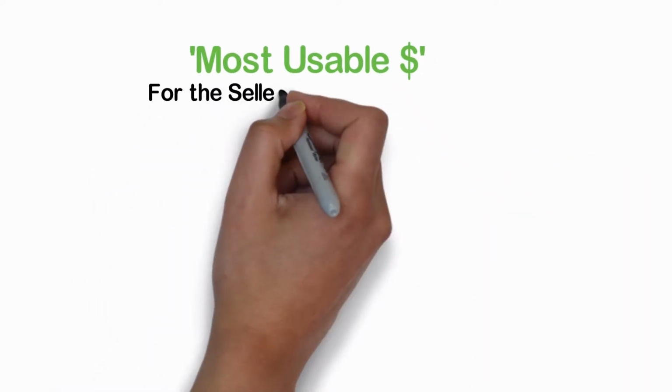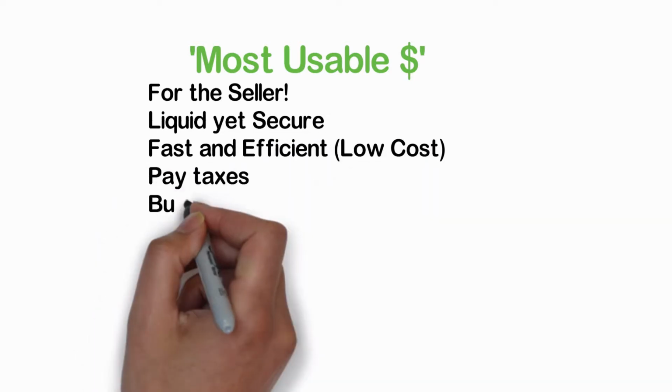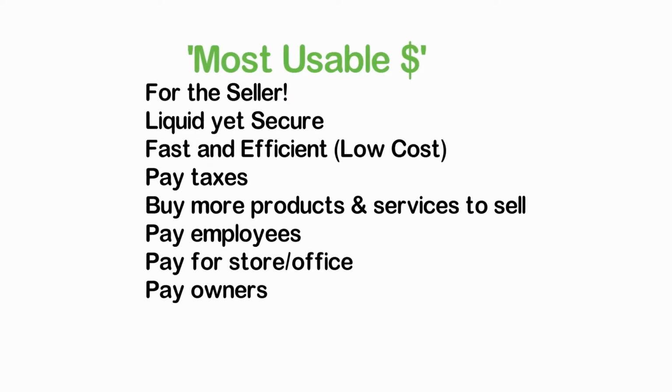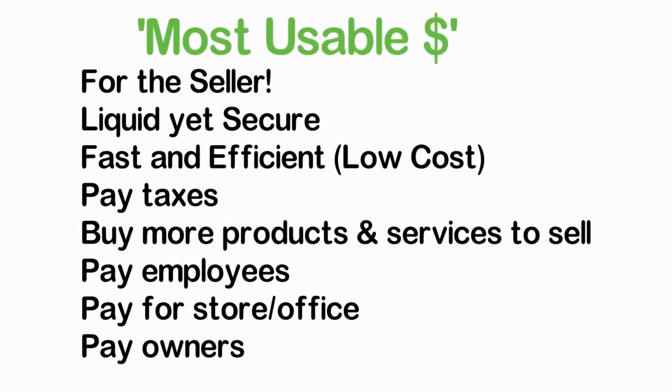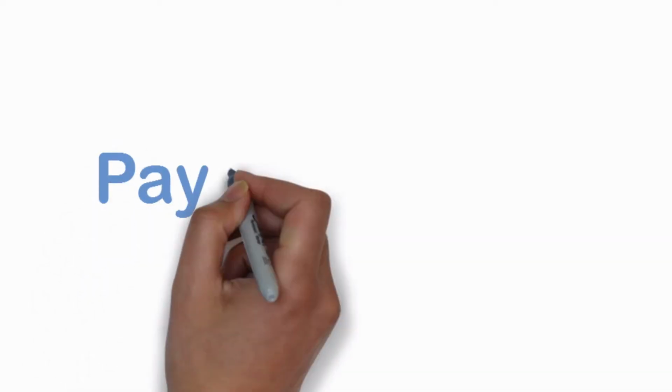Well, it needs to be liquid but secure. It needs to be fast and efficient, low cost. And they need the money to pay taxes, to buy more products and services to sell, to pay their employees, to pay for their store, their office, their website, and to pay the owners of the business their return on investment. And that's the end result: usable money in the seller's accounts.